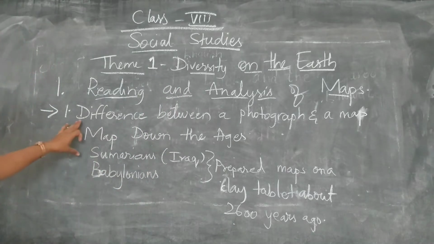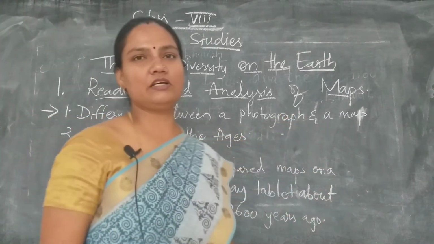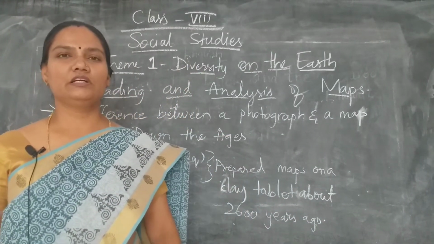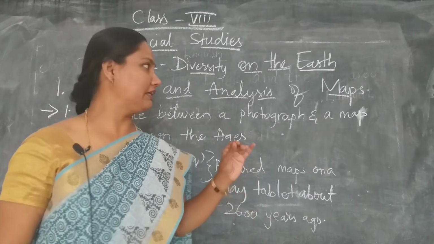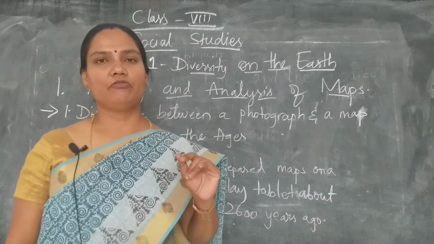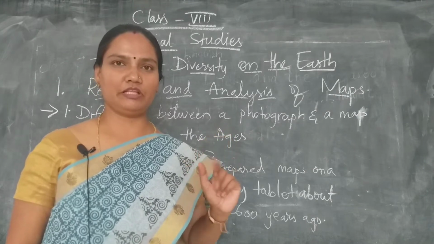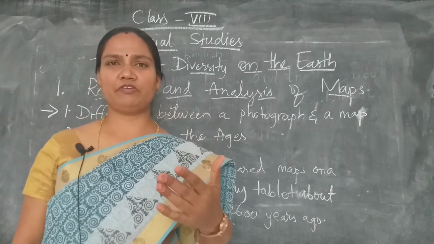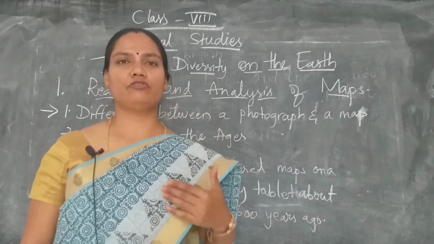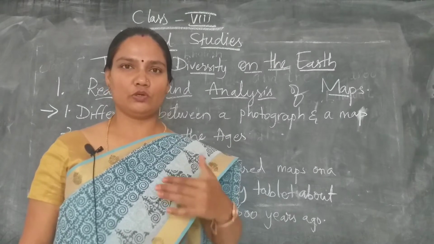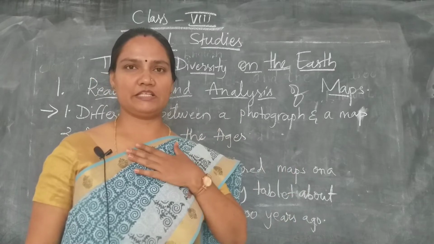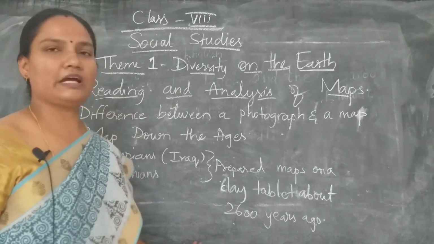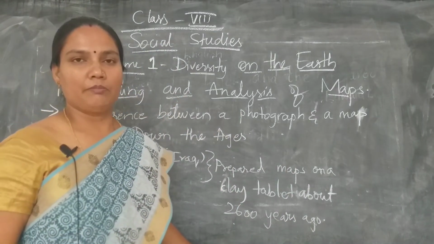Now let us go to the first concept, that is the difference between a photograph and a map. Now children, I'll show you one photograph, and at the same time we will see one map. We will find out what is the difference between them. Now can you see my face? Yes, it's like a photograph, isn't it children? So this photograph covers everything, myself, background, whatever I have written, everything.